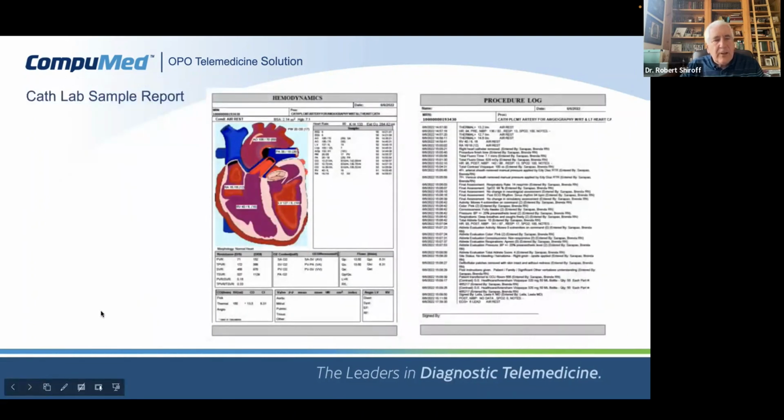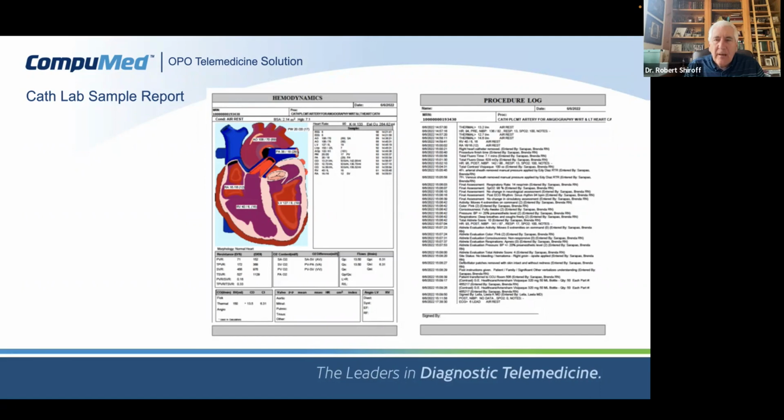Well, what kind of reports can you expect to get from the cath lab? Every hospital is a little different. This is one of the hospitals in the OPO referral business. And they put out a picture showing the pressures in the chambers and the saturations. And the written words would be the cardiac output and the oxygen saturations. And then multiple pages descriptive of what happened in the cath lab.